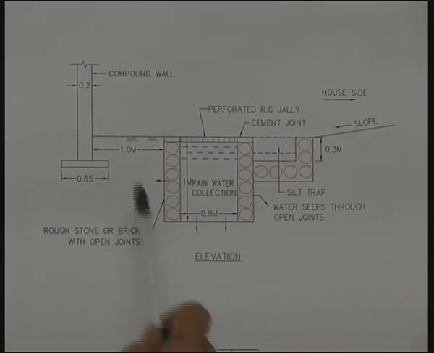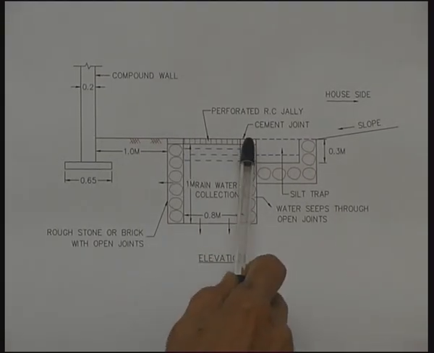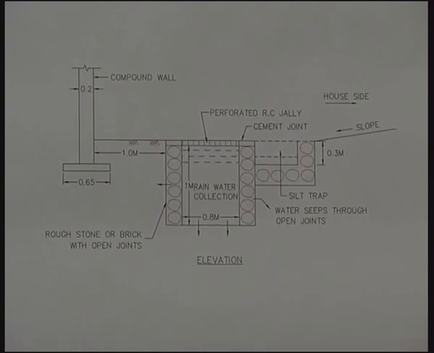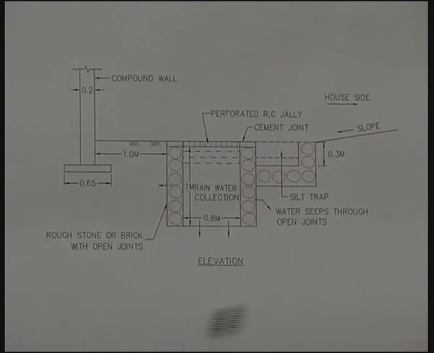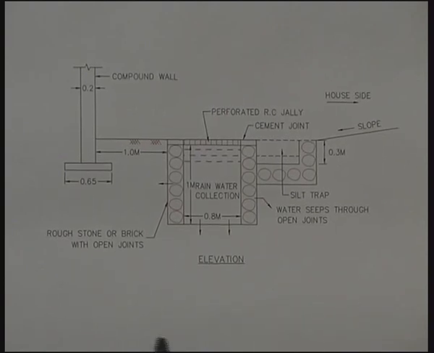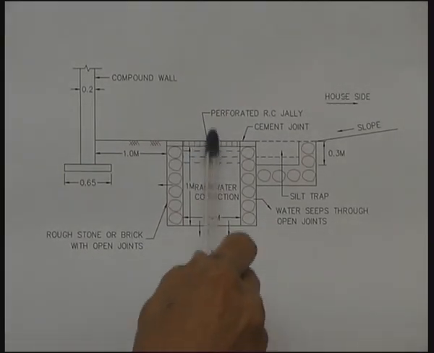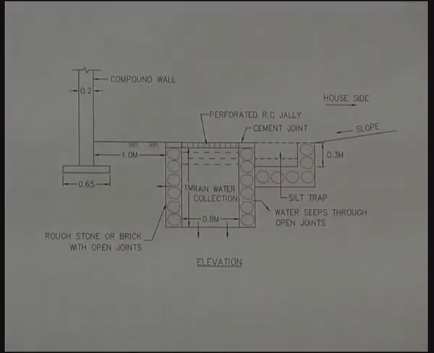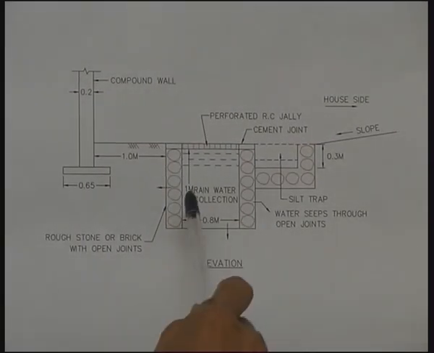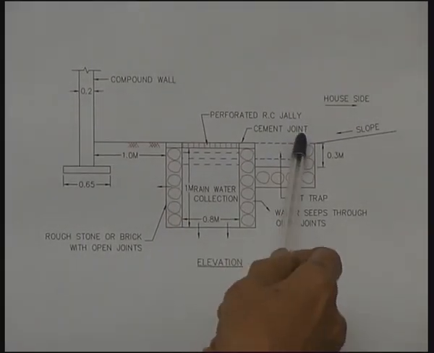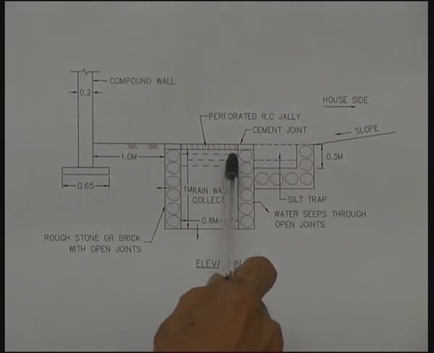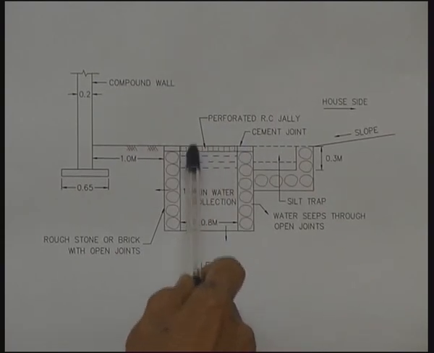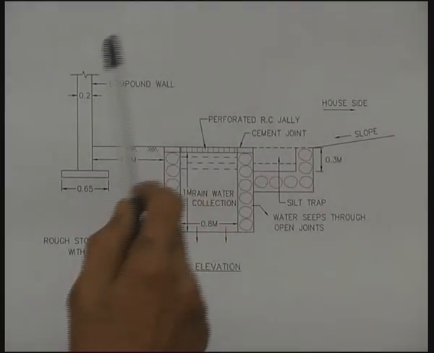is an open trench, and the trench is covered by a perforated RC jali, which is something similar to a ventilator with appropriate reinforcement, so that even a child or a person standing on this would not result in a failure of the jali. This jali is intended primarily for preventing people or children from falling into the trench, and the water that overflows here from the silt trap would flow into the holes of the jali and get collected here.